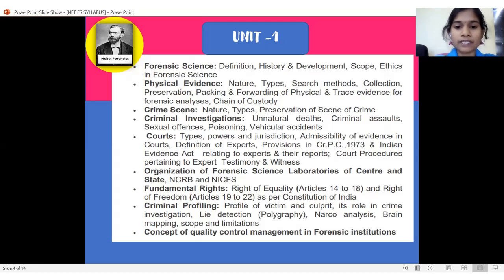Then coming to the fundamental rights, in the syllabus only two rights are added, the right of equality and the right of freedom, which are related to the victim and culprit rights. These are relevant to forensic science. Then criminal profiling techniques, which are lie detection techniques like polygraphy, narcoanalysis, brain fingerprinting.